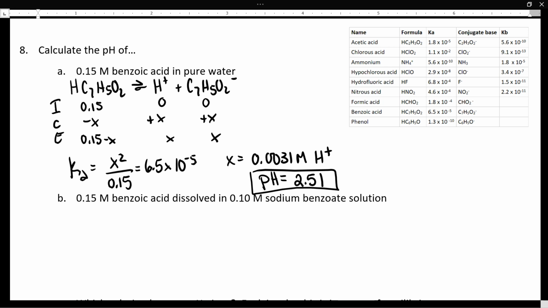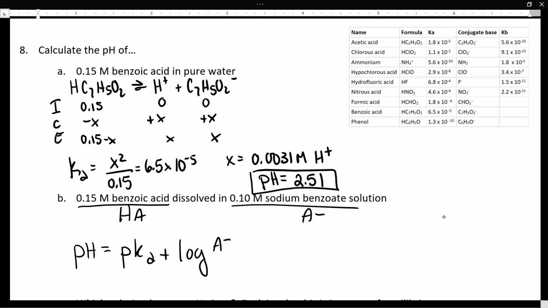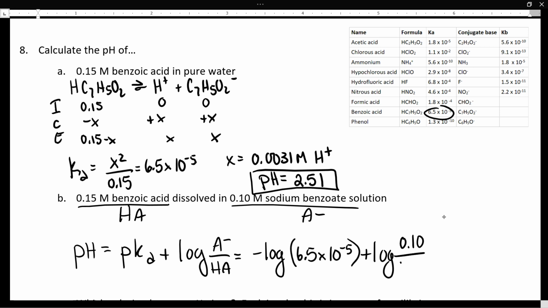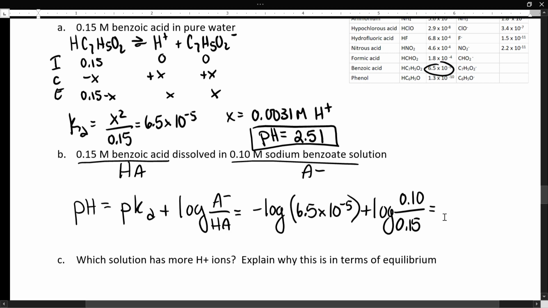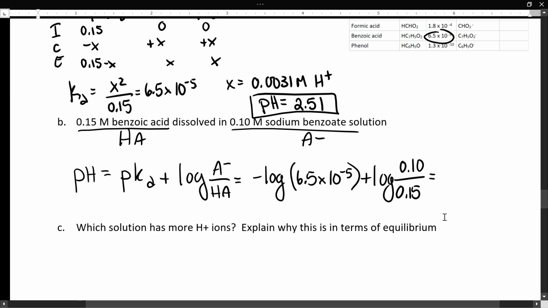All right, now let's look at what happens if you mix together benzoic acid and sodium benzoate. So that is your weak acid and your conjugate base. So in this case, it's a buffer. So I can use this equation, pH equals pKa plus log of the A minus over the HA concentration. So the pKa is the negative log of the Ka, which for benzoic acid is 6.5 times 10 to the negative fifth. And then the benzoate is 0.1. This is 0.15. So I'm going to stop and plug this in my calculator.